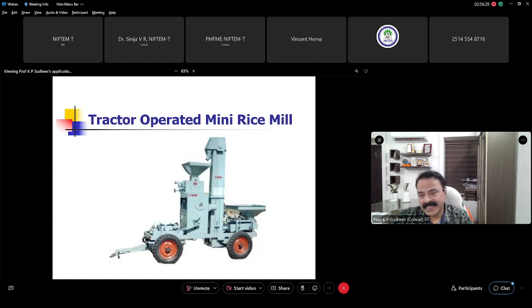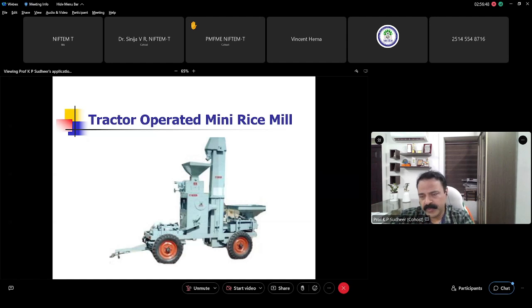Even mobile rice mills are available, where the power can be taken from the tractor PTO shaft, and the tractor can be utilized in the off seasons for running the rice mill. But of course, parboiling is not possible. You may ask whether you can do the parboiling or not. No.